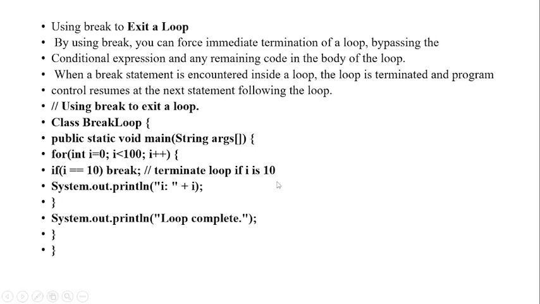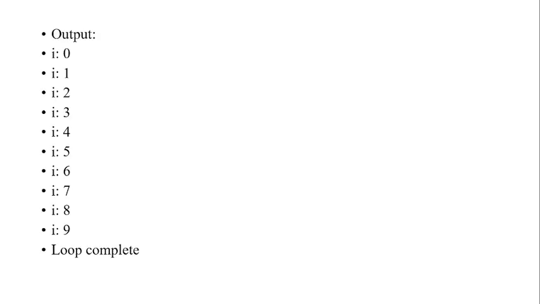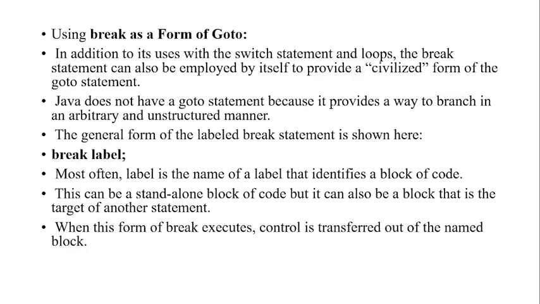You can see here, if the ith value is 10, then I am going to break it. If I am breaking, it will come out of the loop, right? When it comes out of the loop, "loop complete" will be printed here, right? This is how it is going to work.